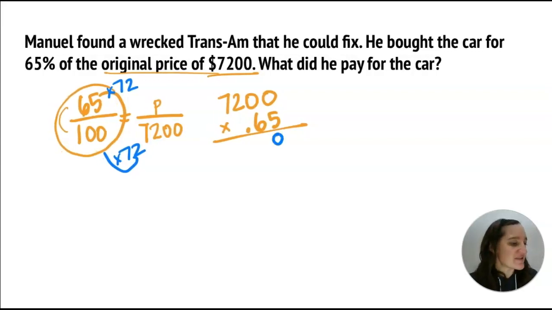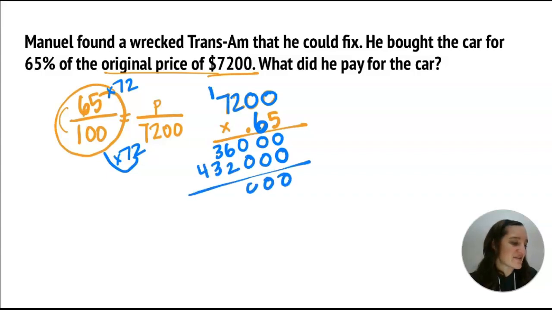5 times 0 is 0, 5 times 0 is 0, 5 times 2 is 10, 5 times 7 is 35, plus 1 is 36. Then add a 0, 6 times 0 is 0, 6 times 0 is 0, 6 times 2 is 12, 6 times 7 is 42, 43, 0, 0, 0, 8, 6, 4. Make sure that I scoop my decimal in.